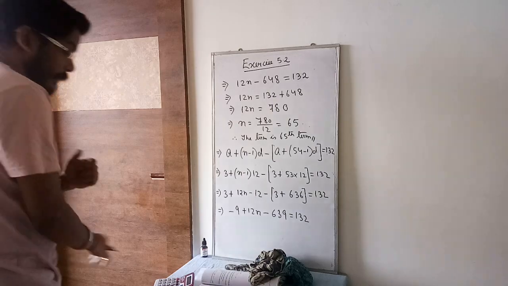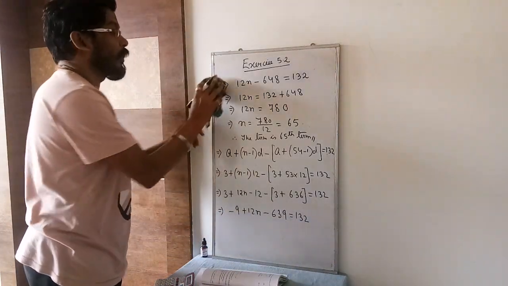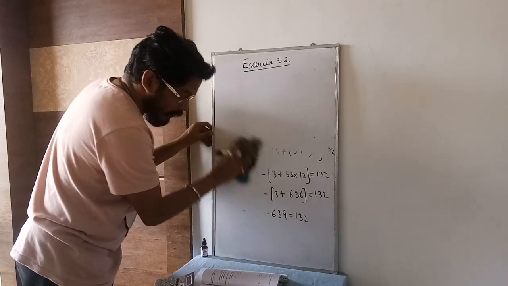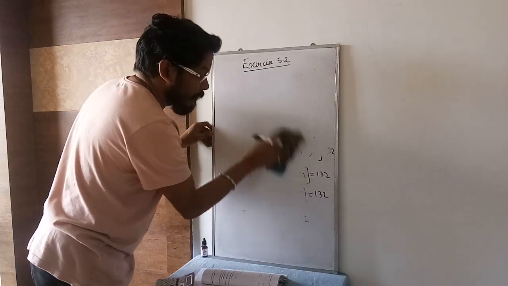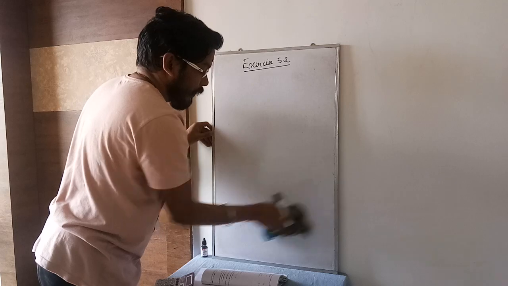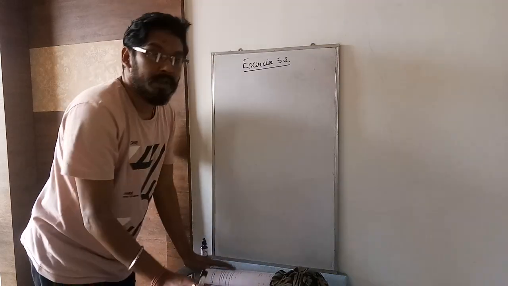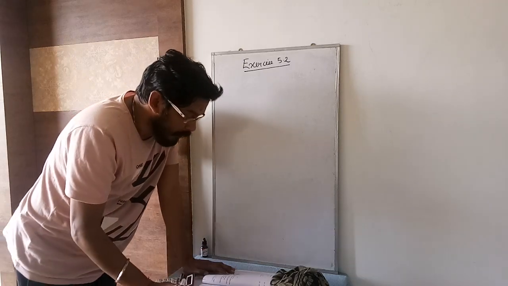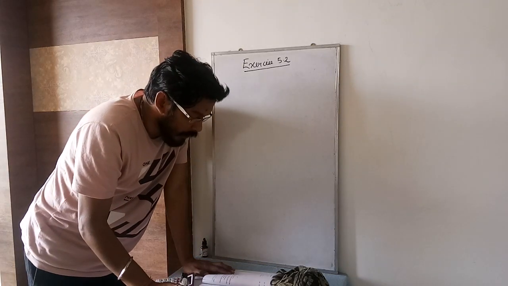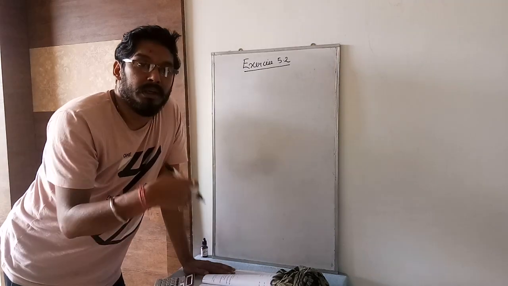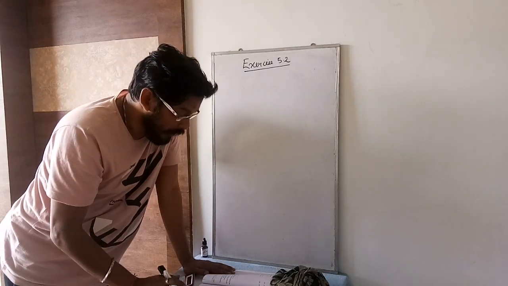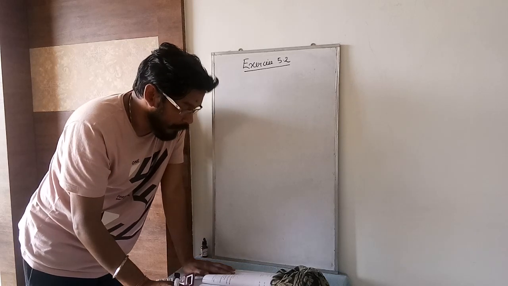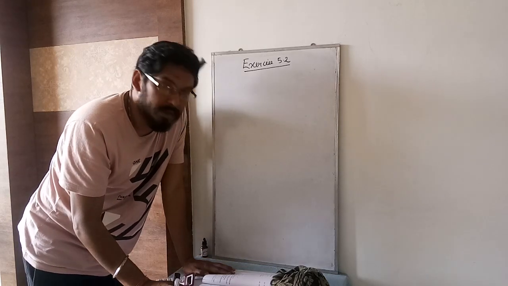Okay. Next, question number 12. In question number 12, they have said two APs have the same common difference. There are two different APs whose common difference is the same. The difference between their 100th terms is 100. That means the difference between the 100th terms of the first sequence and the second sequence is 100. What is the difference between their 1000th terms?